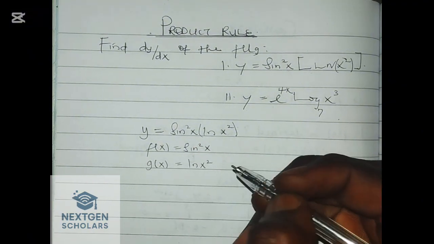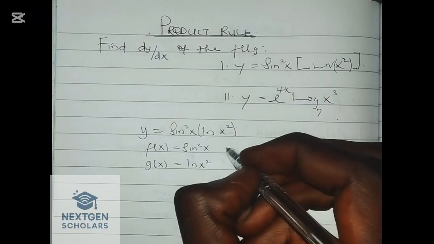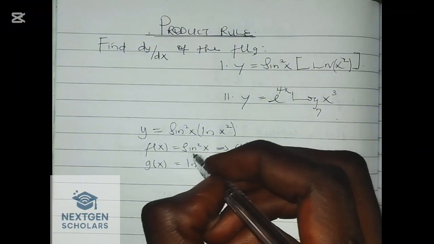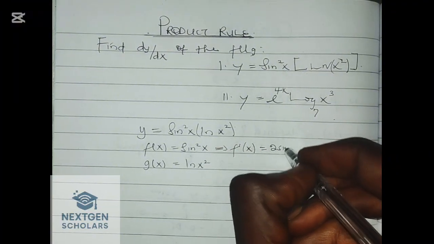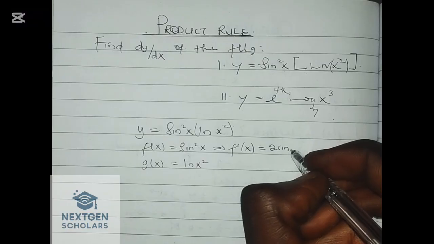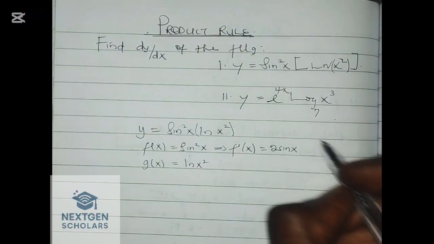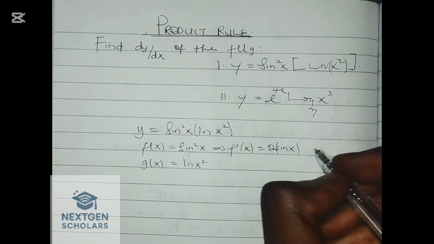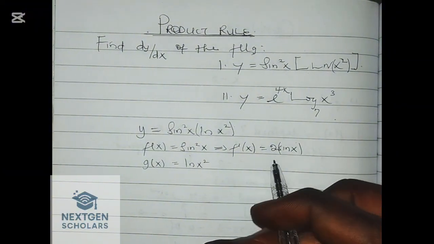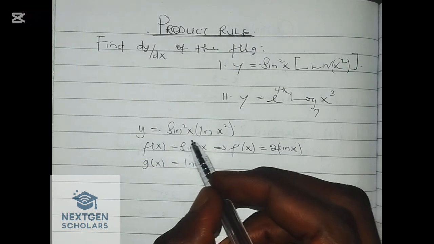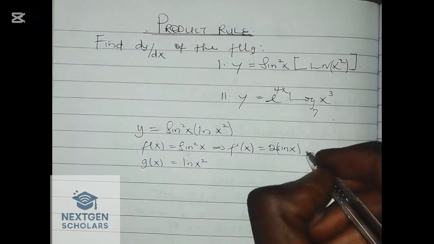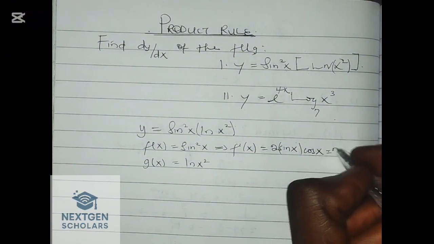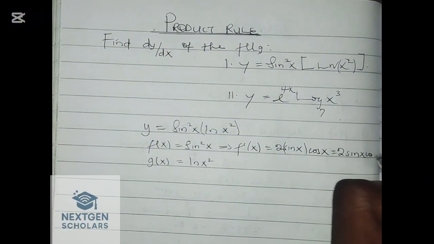For the first one, if we use the power rule, we get f prime of x to be 2 sine x, and you multiply that by the derivative of what you have inside the function, that is cosine x. So this result will be 2 sine x cos x.